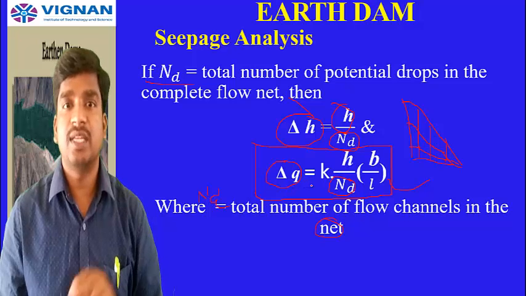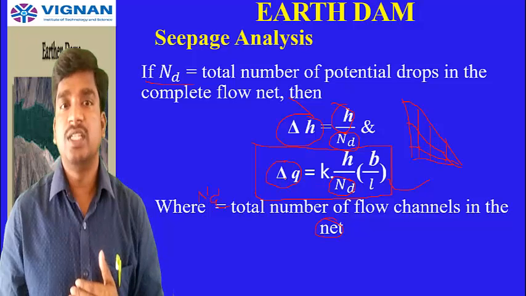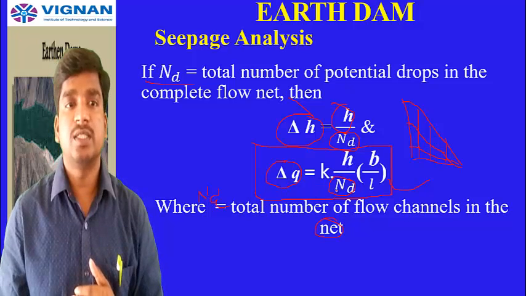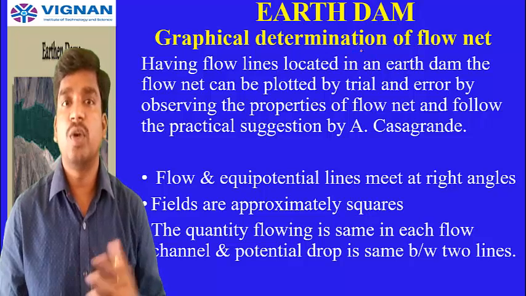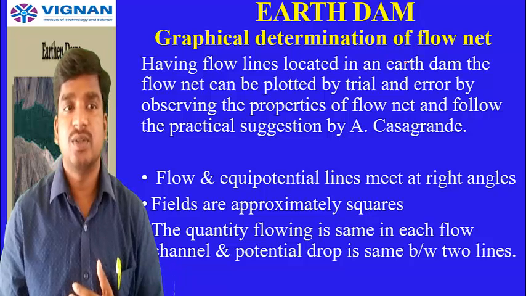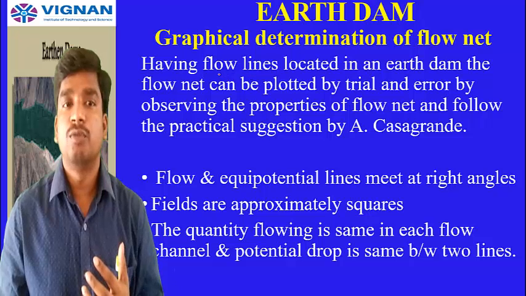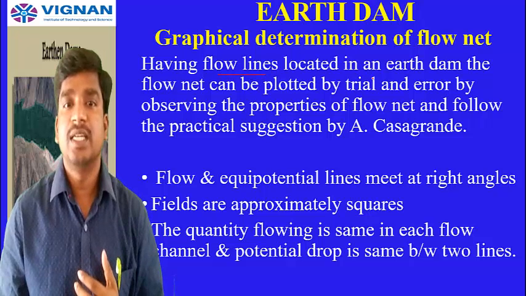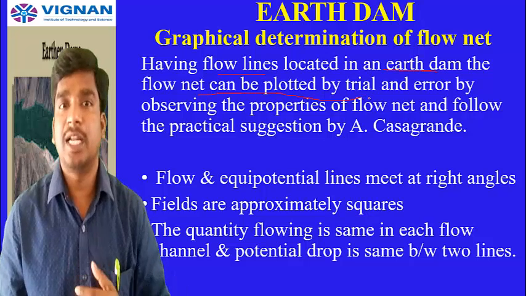Okay, if you would like to calculate for the entire flow net, we have to add the successive discharges. Now let us see through the graphical representation how to calculate this flow net. How can a flow net be determined, so that we can do the seepage analysis? For this we have to take the help of flow lines which are located in an earth dam. So flow lines must be located, and the flow net can be plotted by a trial and error method.